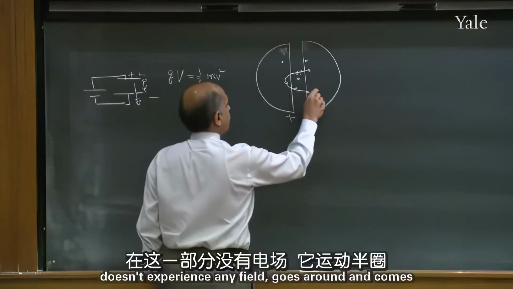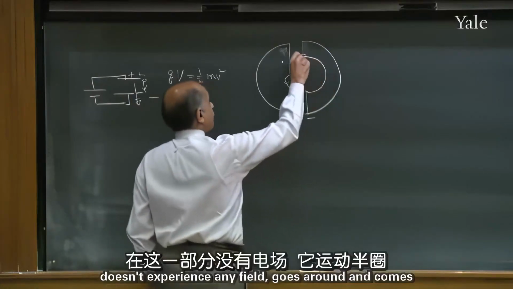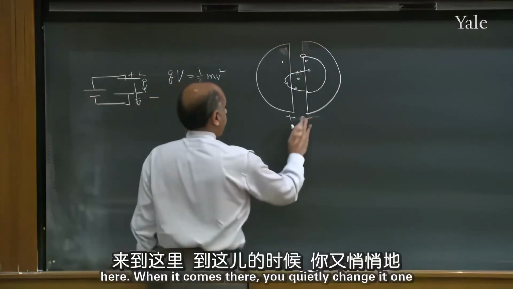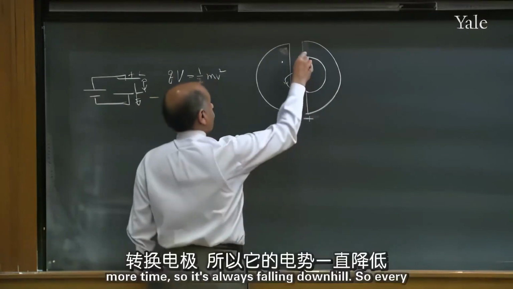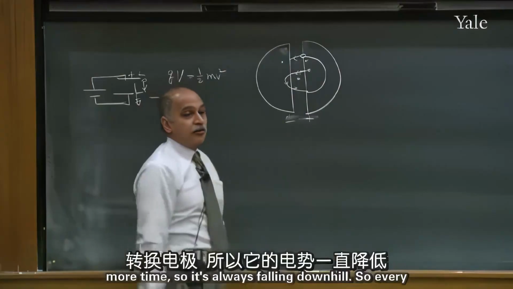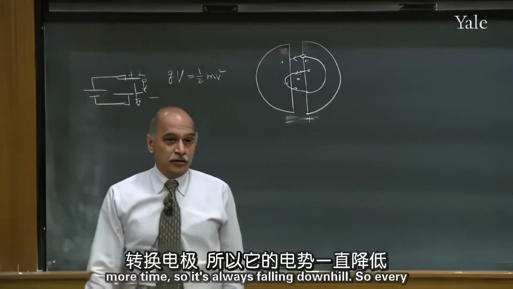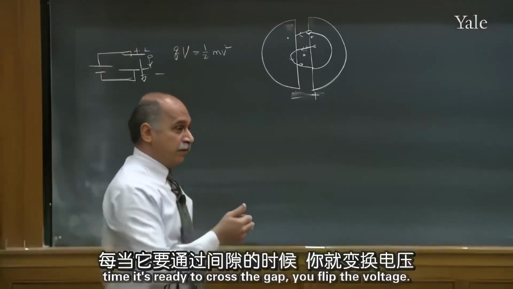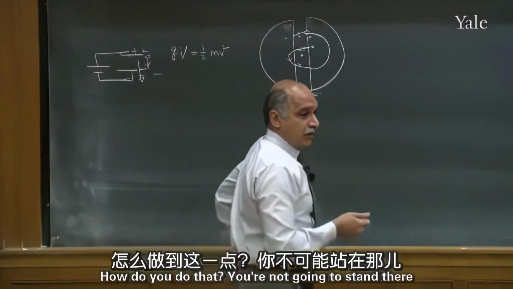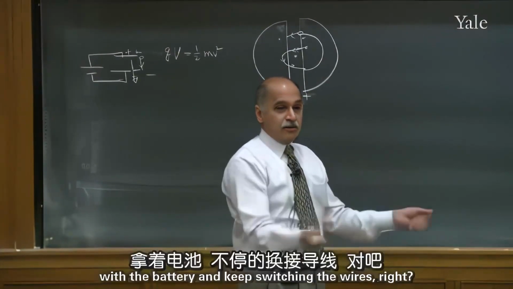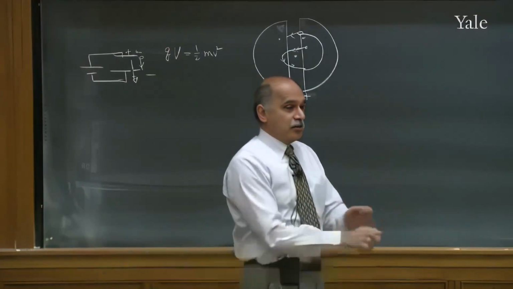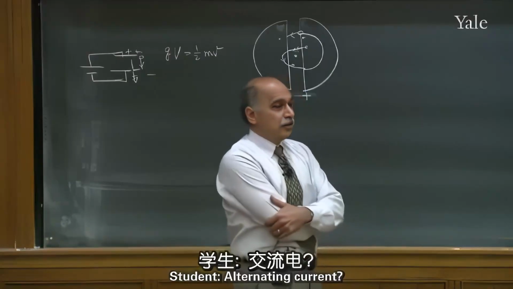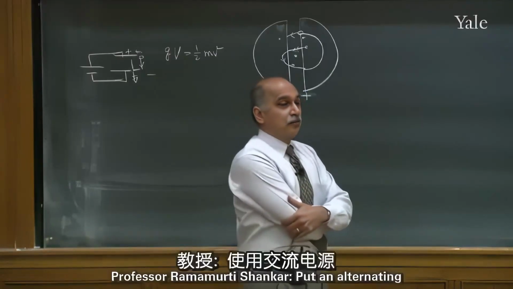Here it doesn't experience any field. Goes around and comes here. When it comes there, you quietly change it one more time. So it's always falling downhill. So every time it's ready to cross the gap, you flip the voltage. Now, how do you do that? You're not going to stand there with the battery and keep switching the wires, right? So what do you think you do? Alternating current. Put an alternating voltage.